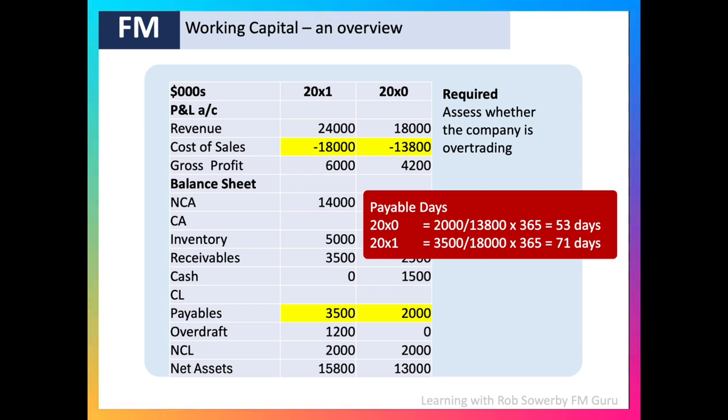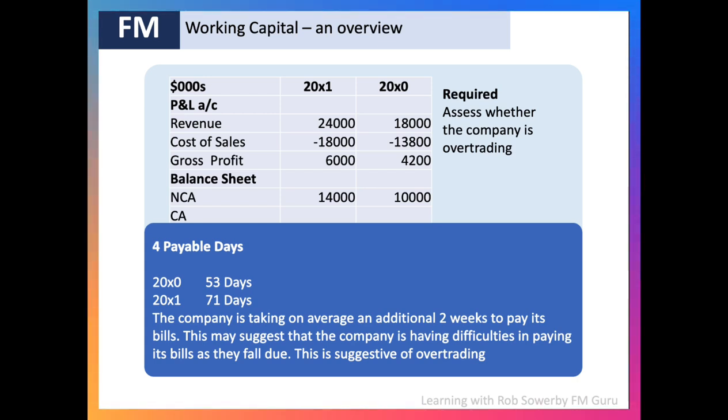Payable days. We calculated these before. We see that payable days have extended from 53 days to 71 days. 18 days. This is what I said. I show the numbers, 1 mark, and then I'm getting 1 mark for my comment. The company is taking on average an additional 2 weeks to pay. Well, it's a bit more than 2 weeks, isn't it? This may suggest, bang, remember, insight, that the company is having difficulties in paying its bills as they fall due.